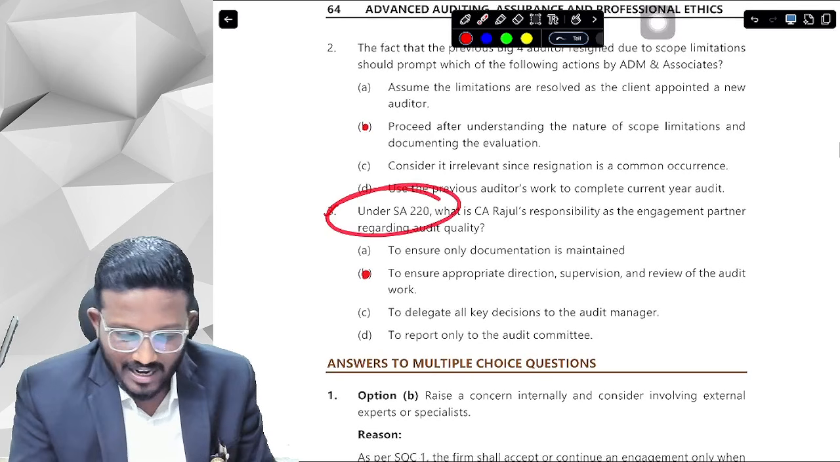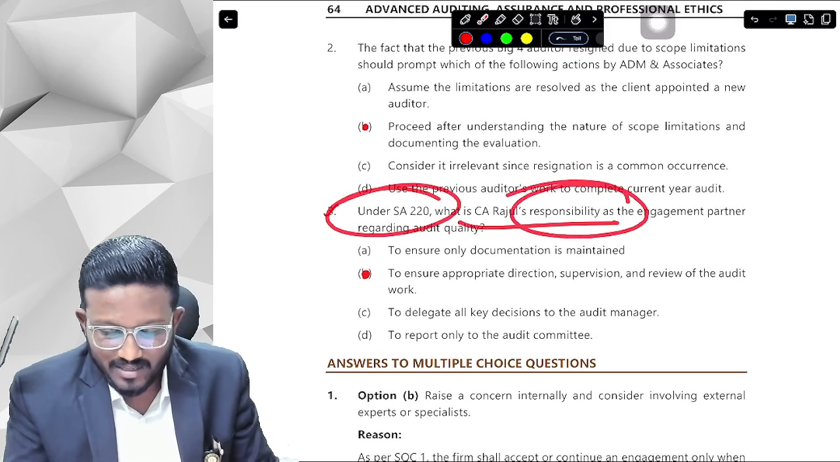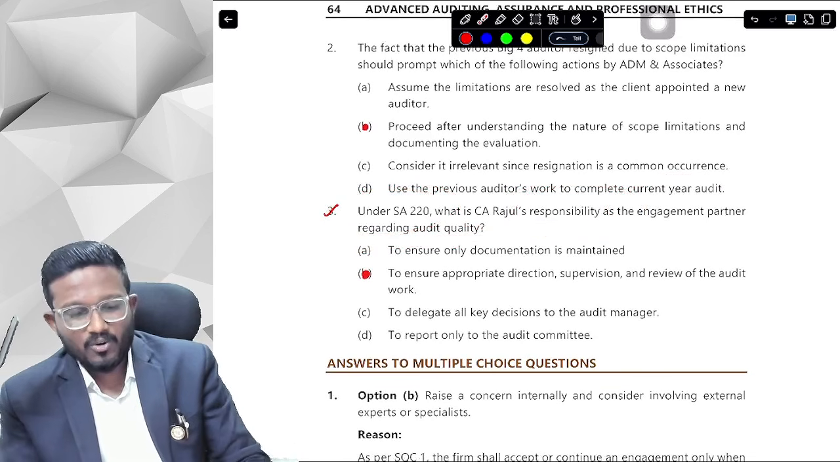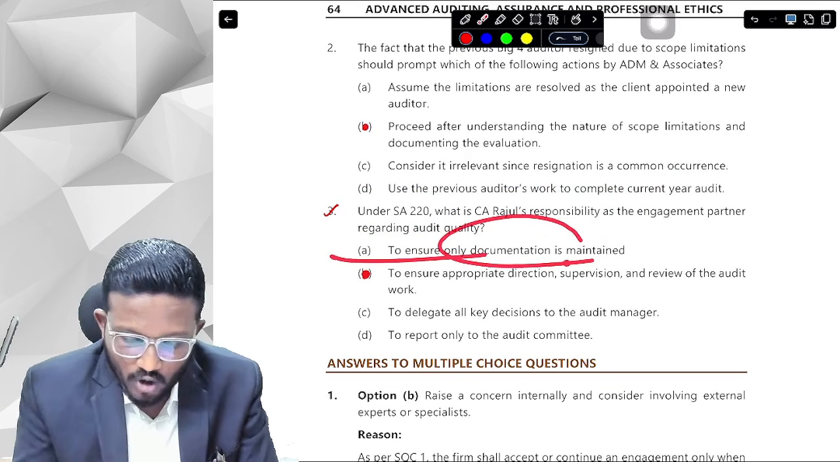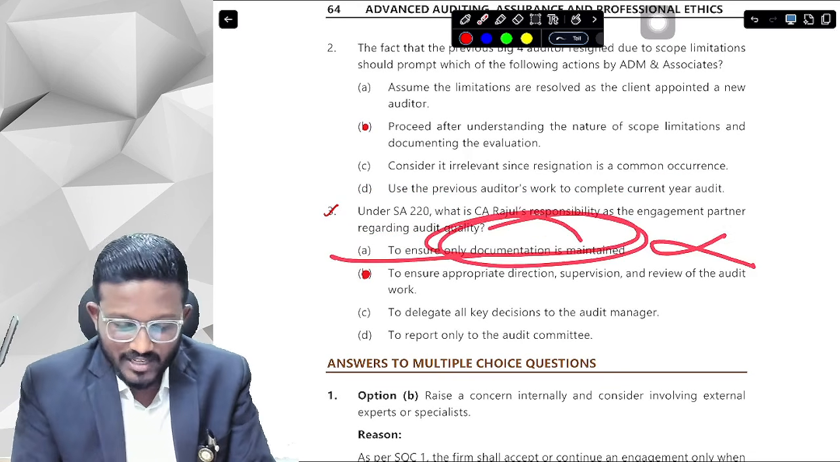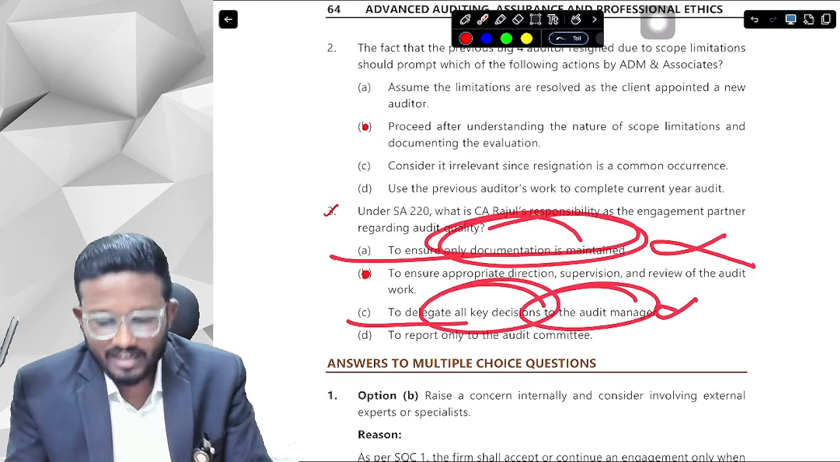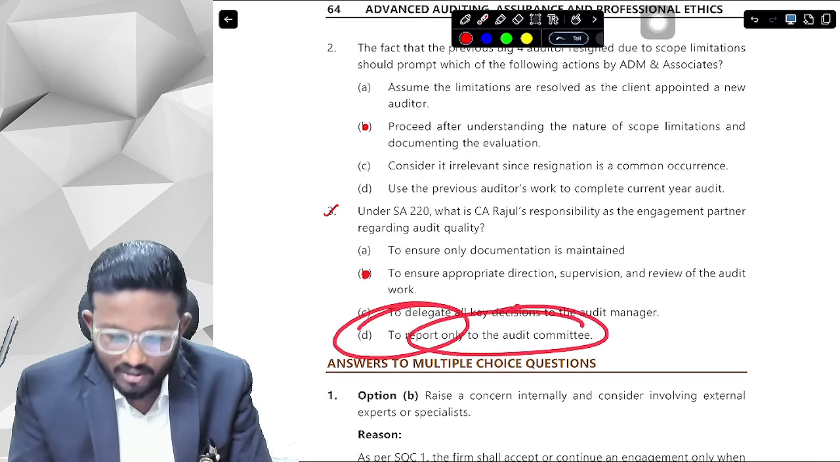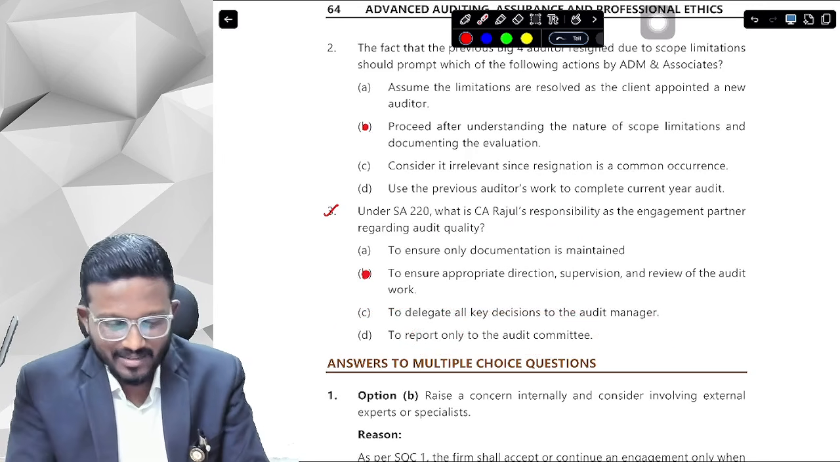Under SA 220, what is the auditor's responsibility as an engagement partner regarding audit quality? First, it says that we need to ensure only documentation is maintained. No sir. Next, we need to delegate all the key decisions to the audit manager. No sir, we need to take the key decisions ourselves. We need to report only to the audit committee. No sir, there is no mention of audit committee in SA 220.